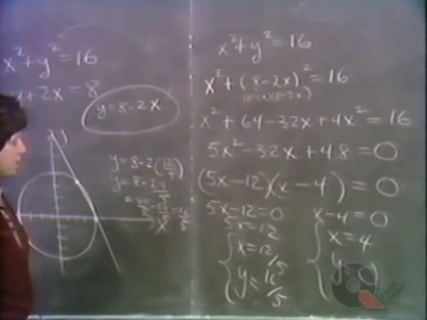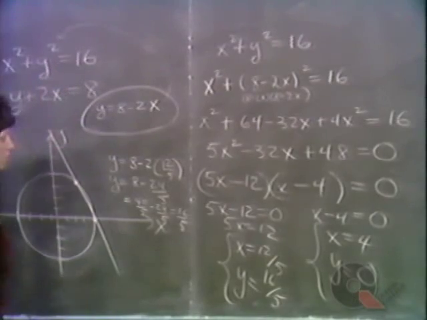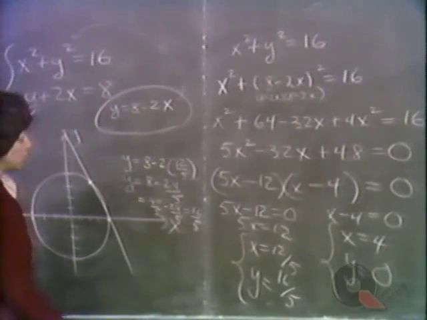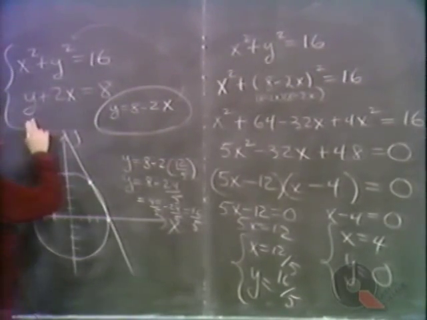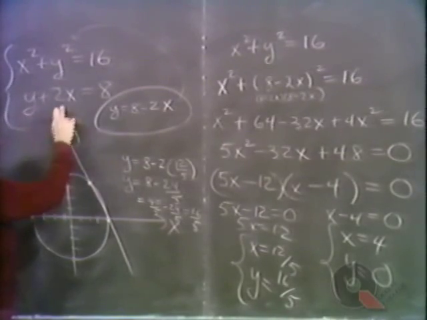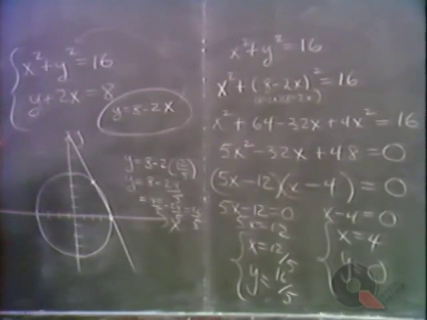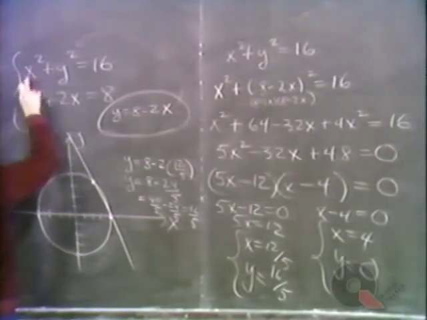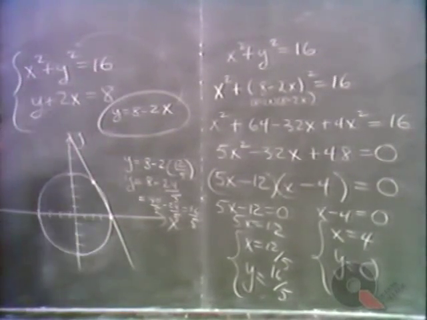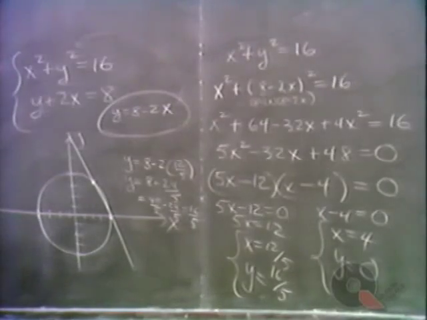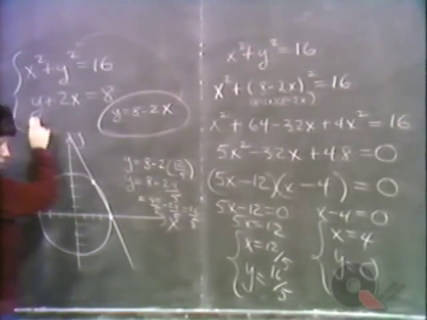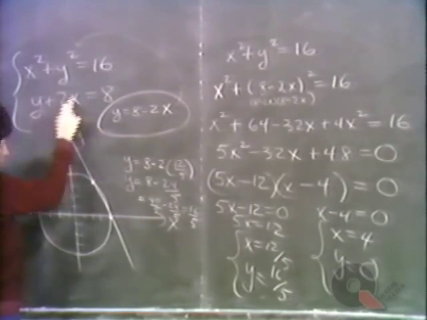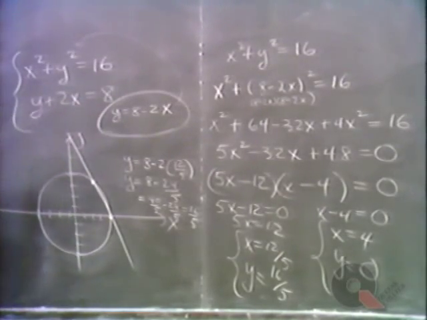Okay, you should then check these in both of the equations. In the line, of course, we get 0 plus 8 equals 8 for the 4, 0. And for 4, 0 here we get 16 plus 0 equals 16. That's no problem. In the 12 fifths, 16 fifths, we get 16 fifths plus 24 fifths. That's 40 fifths. That's 8. We've just worked that out.